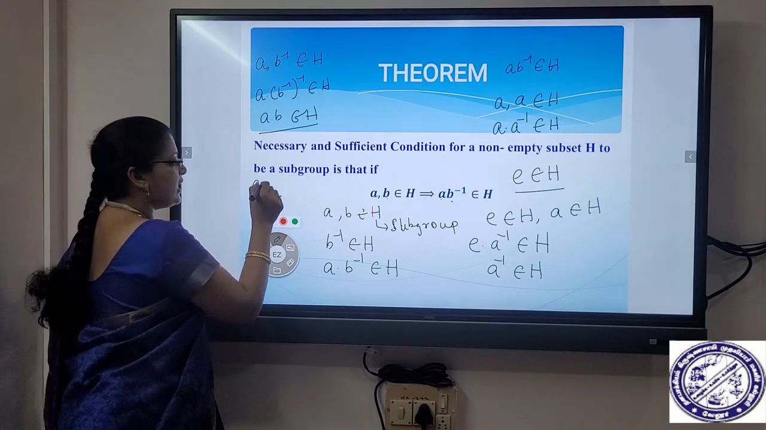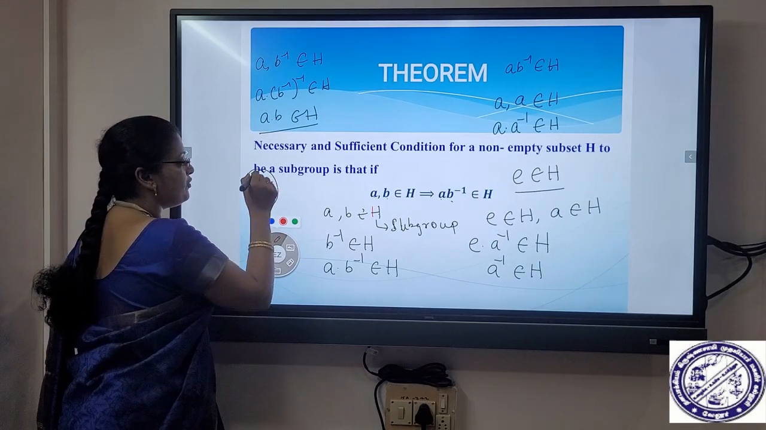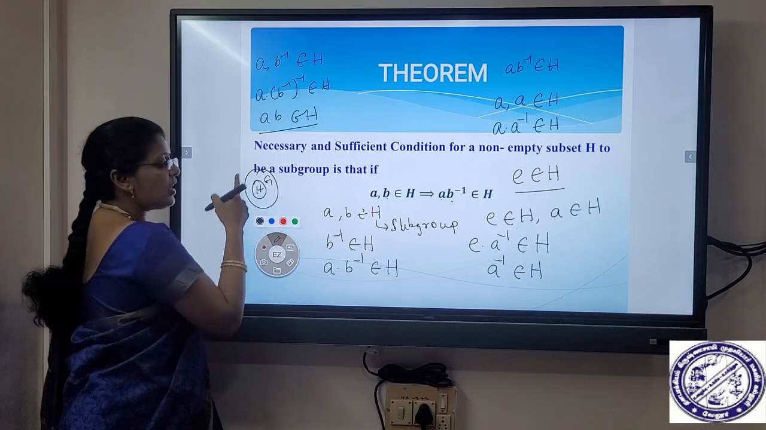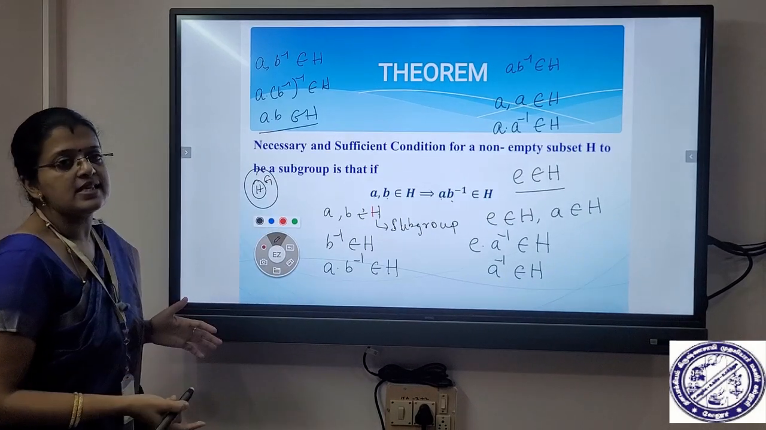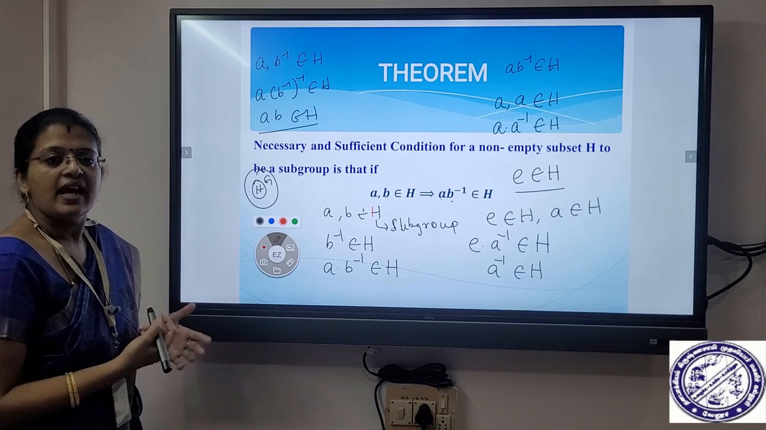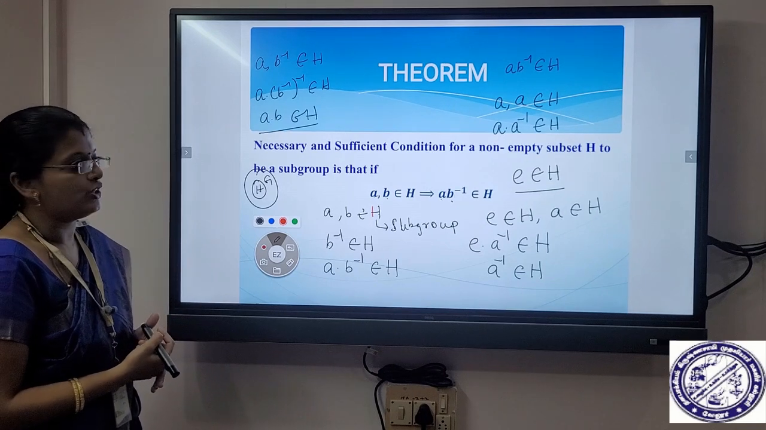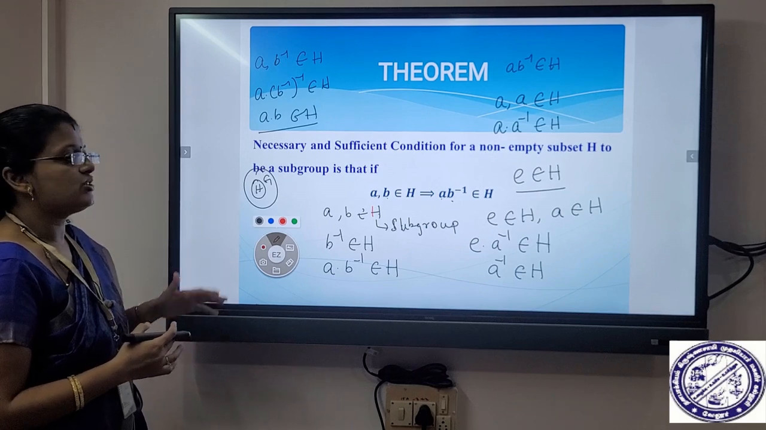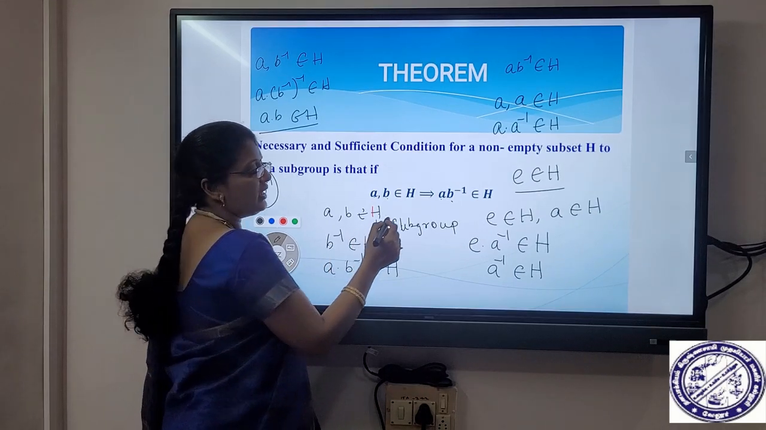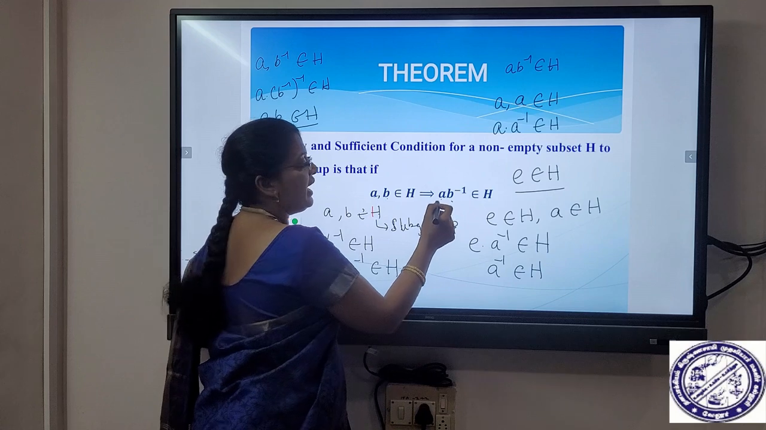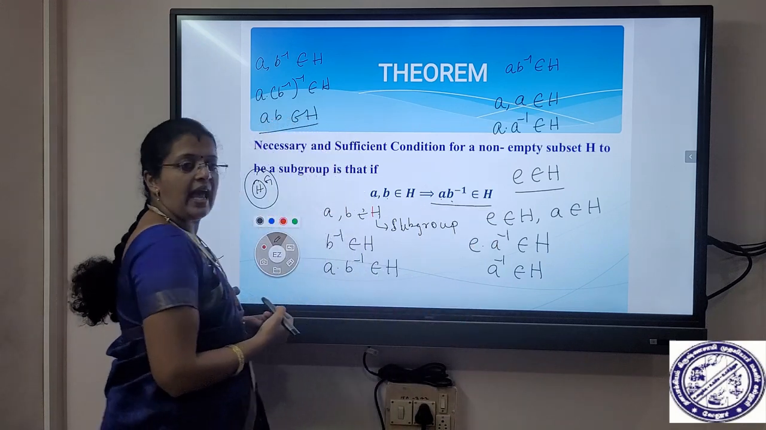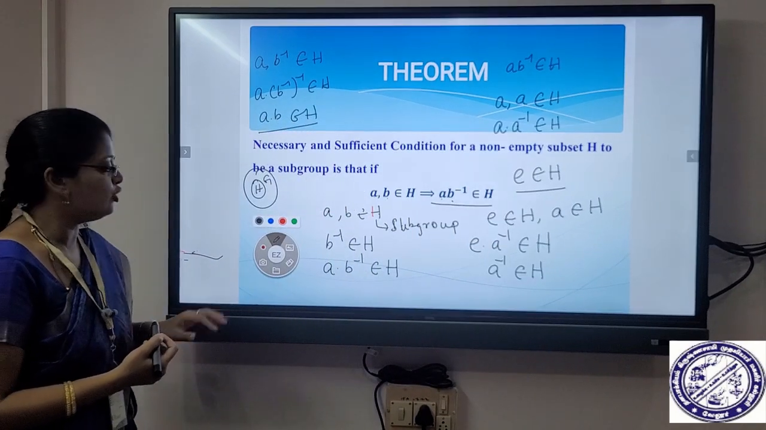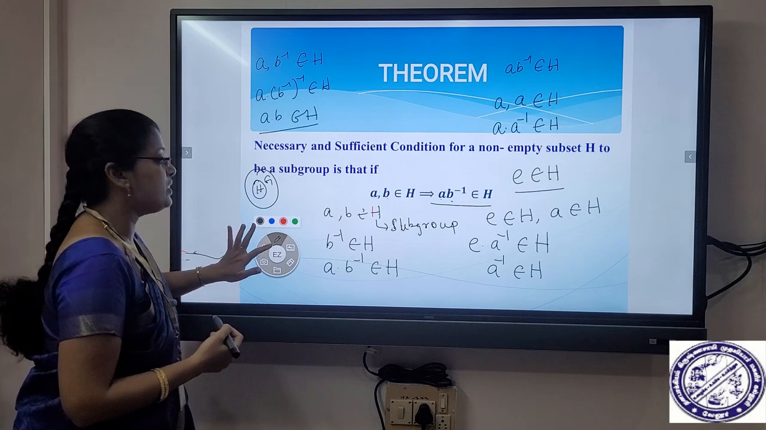As I told you already, H is a subset of G. The elements of H are the elements of G. G is a group, so obviously H will satisfy the associative condition. So all the four conditions are satisfied, then we can tell H is a subgroup. So the equivalent condition to prove H is a subgroup is that it is enough if we prove that a, b inverse belongs to H.